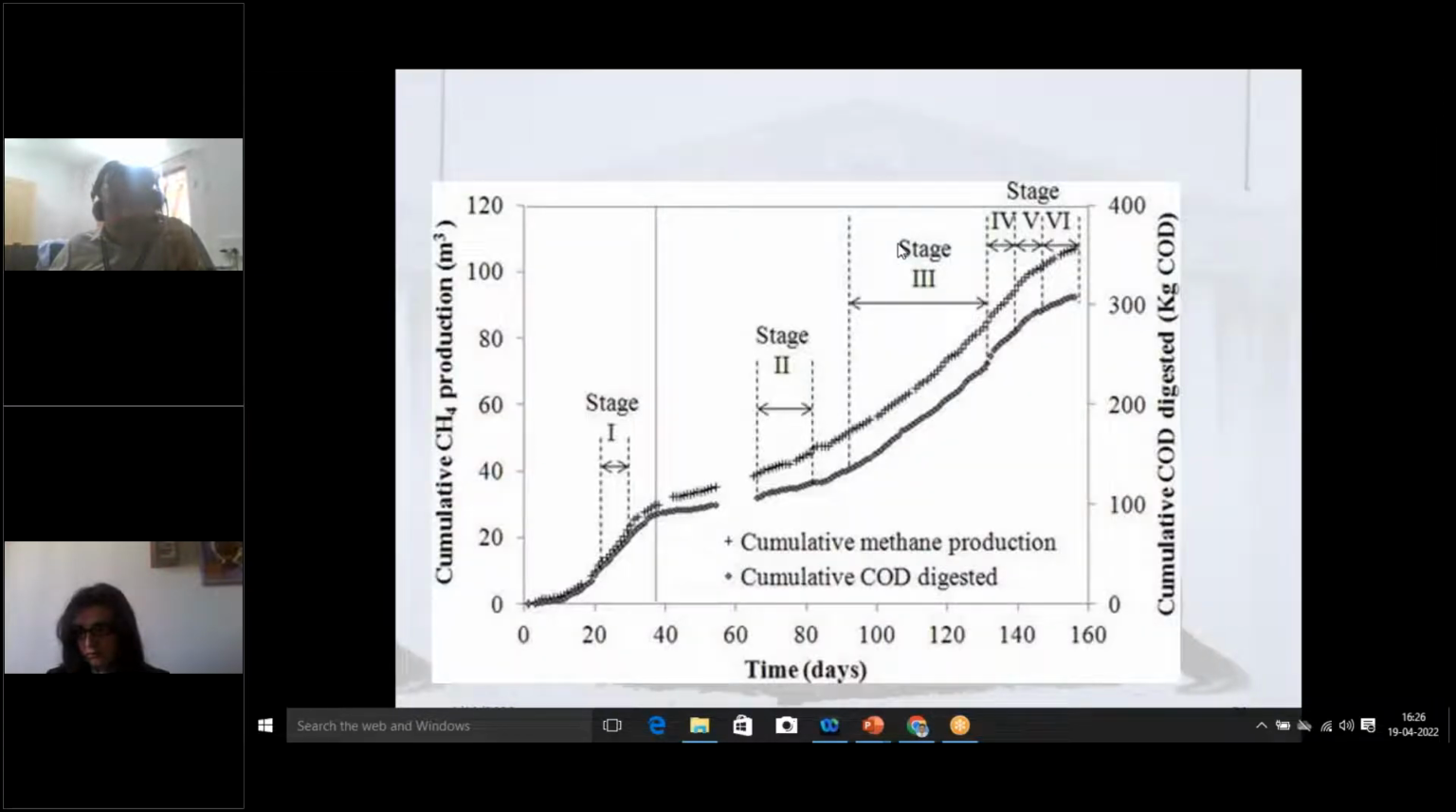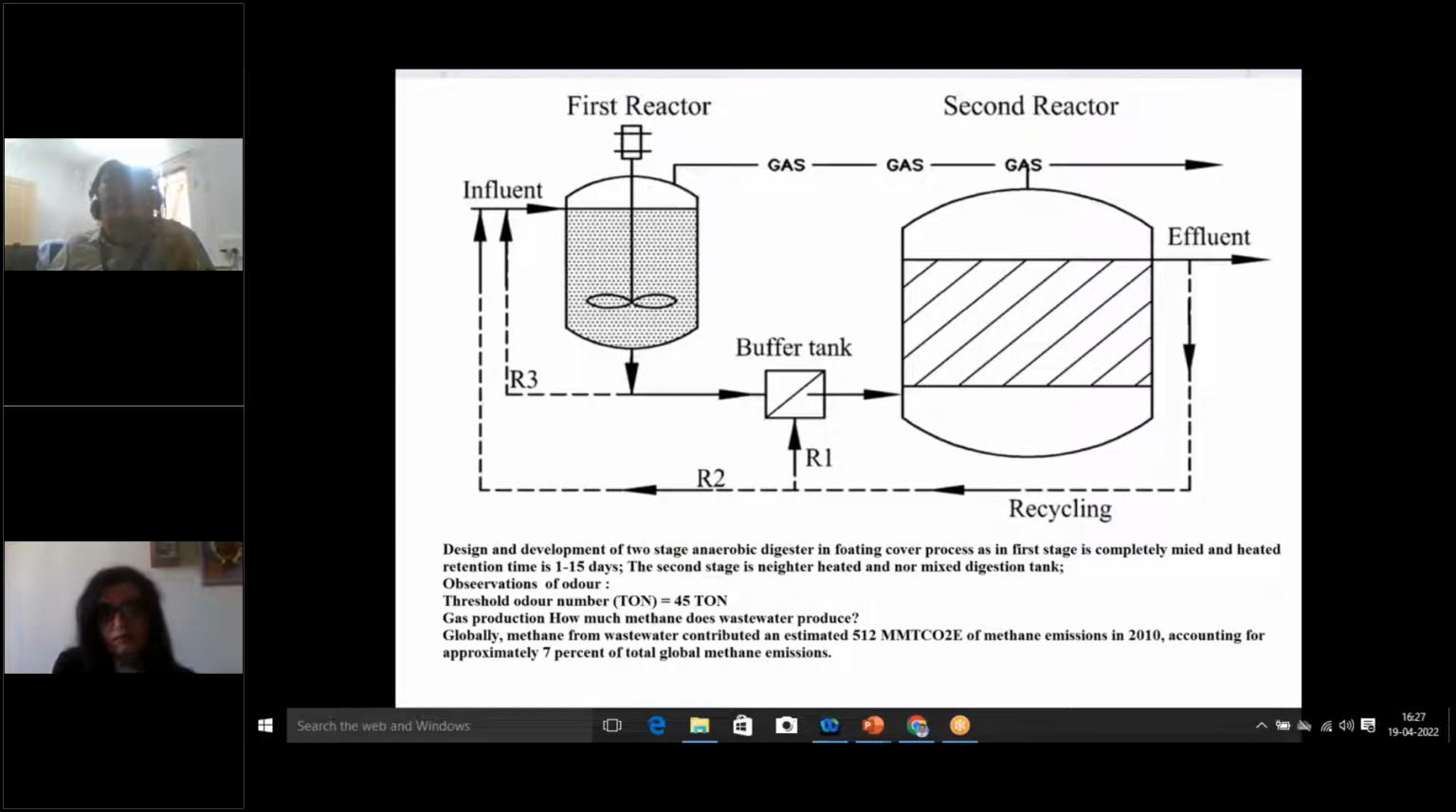And this is how the cumulative methane production in m cubed against the number of days and the cumulative COD digestion take place in our Coimbatore treatment plant. And there is also the observation that in the design and development of the two-stage anaerobic digester with floating cover process, the first stage is completely mixed, heated, with retention time of 1 to 15 days. The second stage is neither heated nor mixed digestion tank. The odor number is 45, which is 45 times more than the permissible limit.